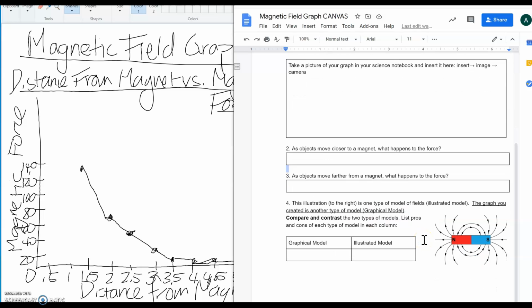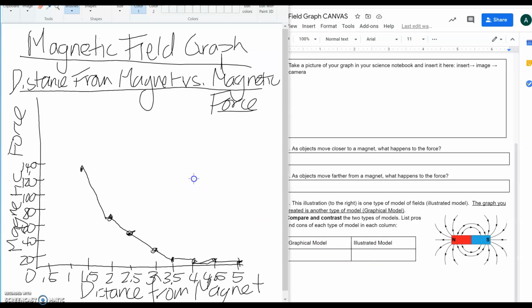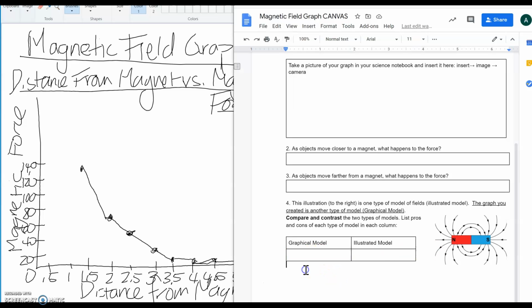And then for number 4, the graphical model is this graph that we just made on the left. The illustrated model is this drawing here on the right. So you need to say some pros and cons of each one. For example, a pro of the graph would be that it is more precise. It has exact data and exact numbers. But a con of the graph might be it's hard to understand. A pro of the illustrated model might be it's easy to understand and it shows the lines of force. A con of the illustrated model is it's not as precise as the graph is.